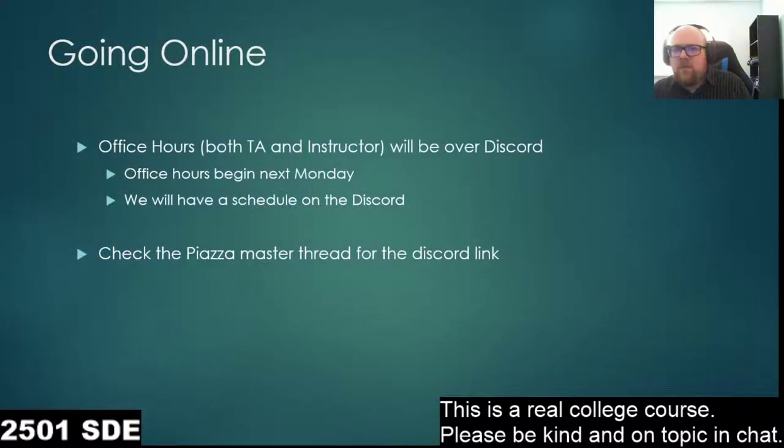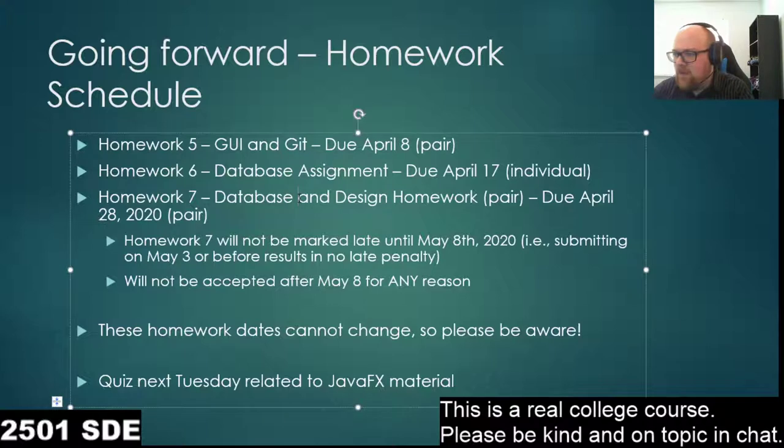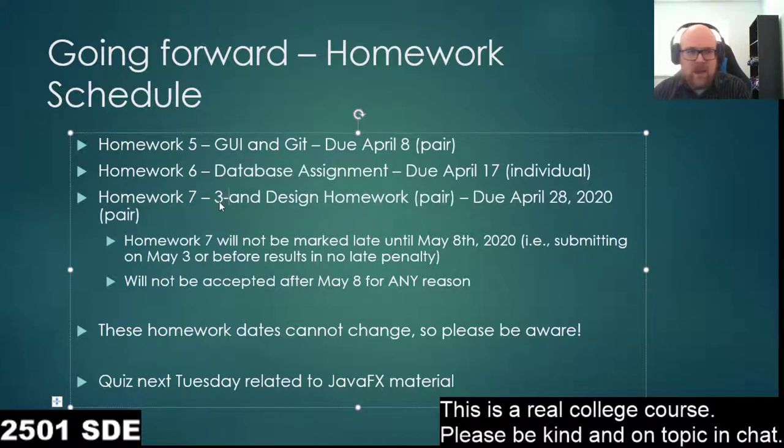All right. Finally, here is the homework schedule going forward, and I have to stipulate ahead of time, this won't change. I won't be able to push back deadlines anymore. I'm kind of out of time to do that. So first, homework 5 and 7 will be pair. Homework 6, excuse me, is an individual homework. You will be working alone. So this will be on databases. Sorry, this should be 3-tier, not database.